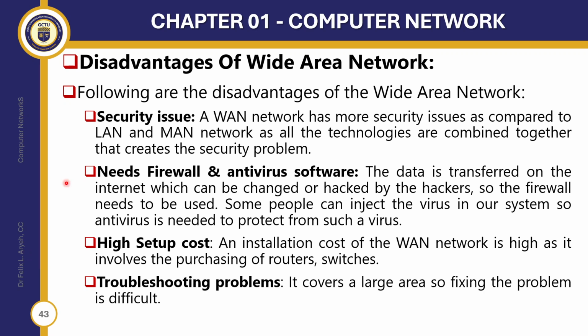Okay, just a recap again. Troubleshooting problems is a disadvantage for the wide area network. This is mainly because it covers a wide area. When there's a problem on a network, it's quite difficult to locate the problem and also fix the problem. So that makes troubleshooting a little more difficult.